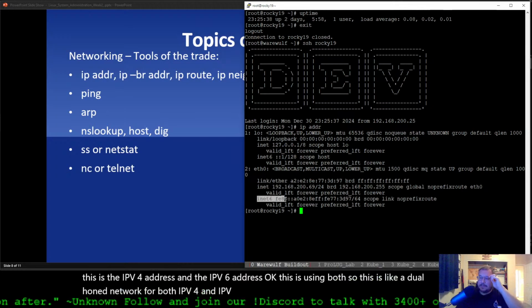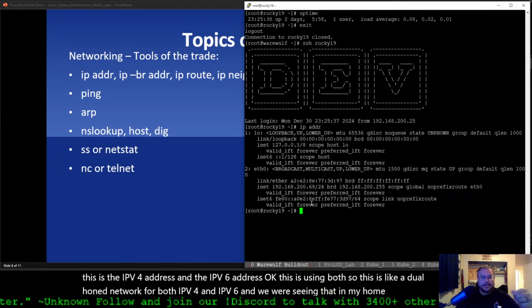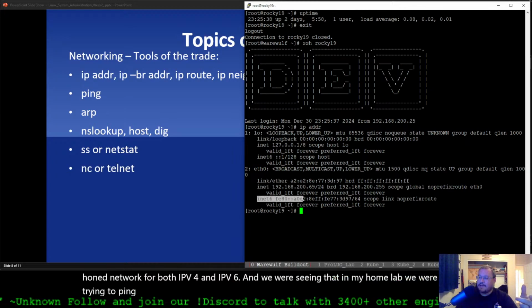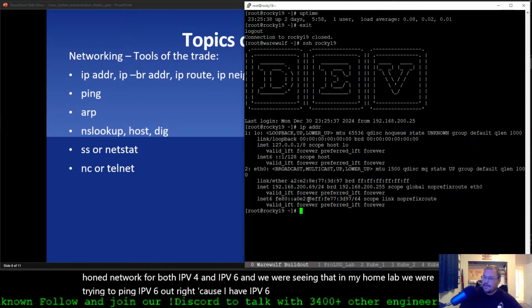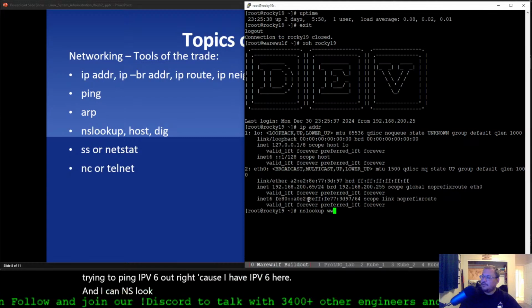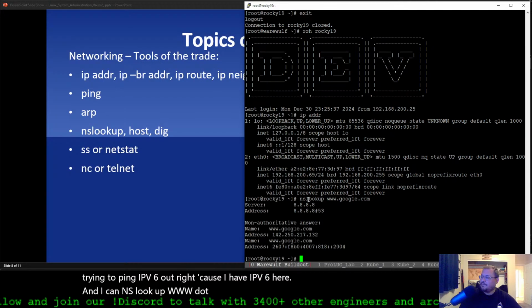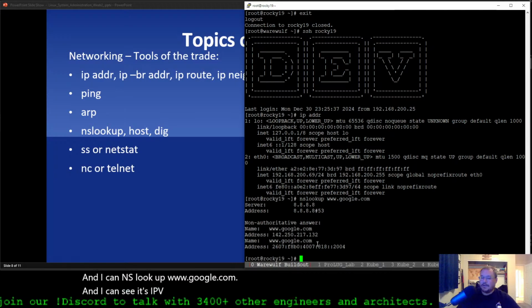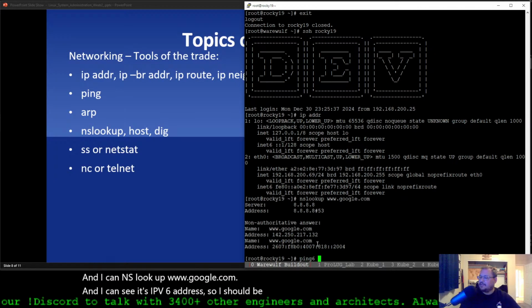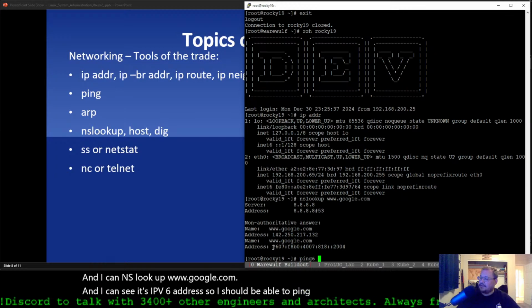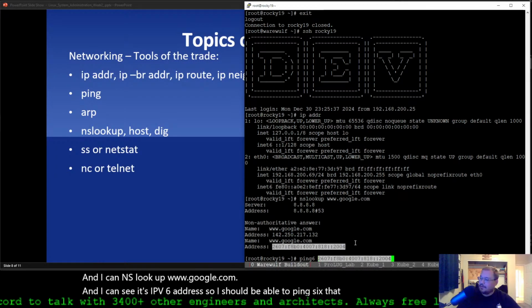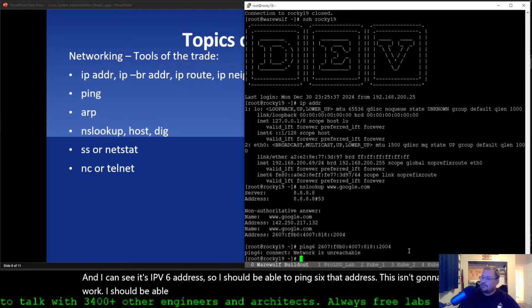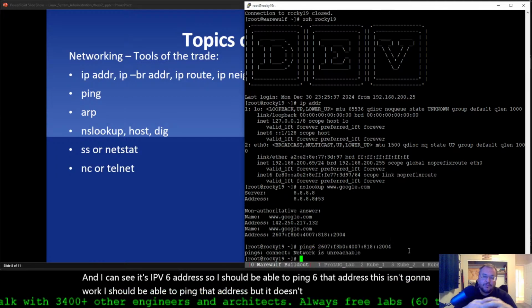And we were seeing that in my home lab, we were trying to ping IPv6 out, right? Because I have IPv6 here, and I can nslookup www.google.com, and I can see its IPv6 address. So I should be able to ping6 that address. This isn't going to work. I should be able to ping that address, but it doesn't work. And then now you might need to troubleshoot why.